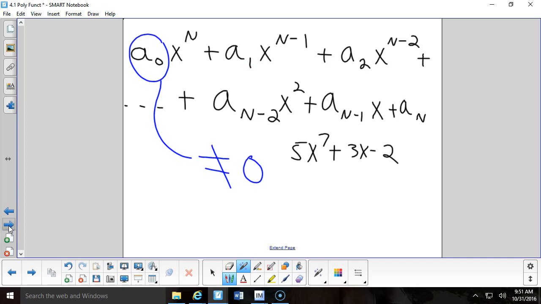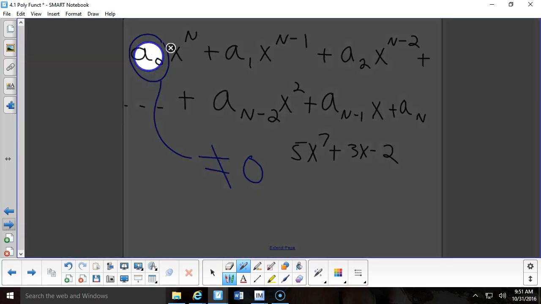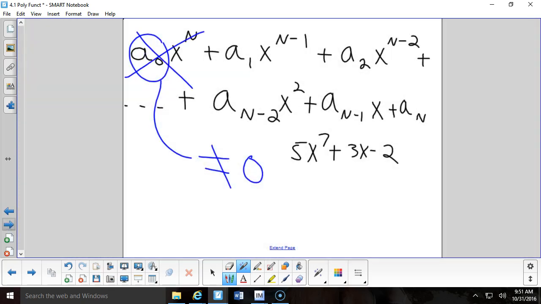A sub 0 can't be 0. How come? A sub 0 can't be 0 because if a sub 0 is 0, then the whole first term would go away, and then this would become the first term, and that would be a sub 0. The first term can't have a leading coefficient of 0. So the first term has to have a coefficient that's not 0.